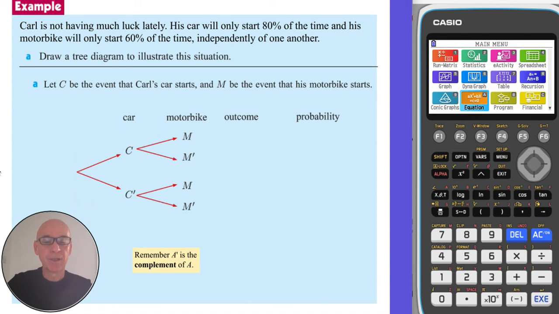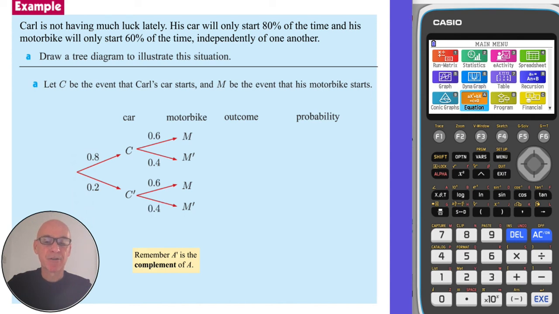Remember our formula that the probability of an event plus its complement will always add up to 1. The probability of the car starting is 80%, so we write this as a decimal, 0.8. So the probability of it not starting will be 20%, 80% plus 20% making 100%, and 20% we write as 0.2. For the motorbike, the probability of it starting is 60%, so the probability of it not starting is 40%, 0.6 and 0.4. And we put these twice, following on from the 2 outcomes of the car.